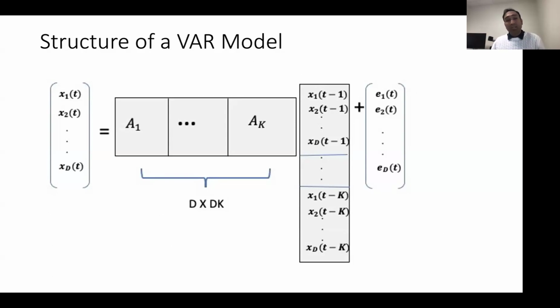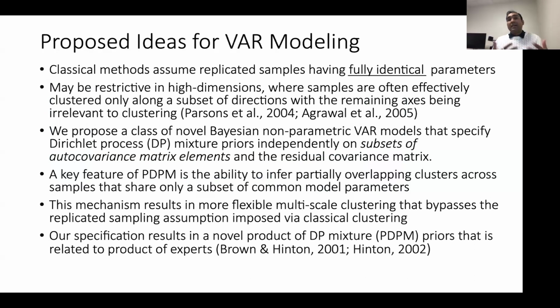And that clustering may not even be accurate because these are really high dimensional settings, right? But classical methods do exactly that. They assume replicated samples having fully identical parameters. And so as I was mentioning, this really may be restrictive in high dimensions, right? In these high dimensions, samples may often be effectively clustered along only a subset of directions, right?